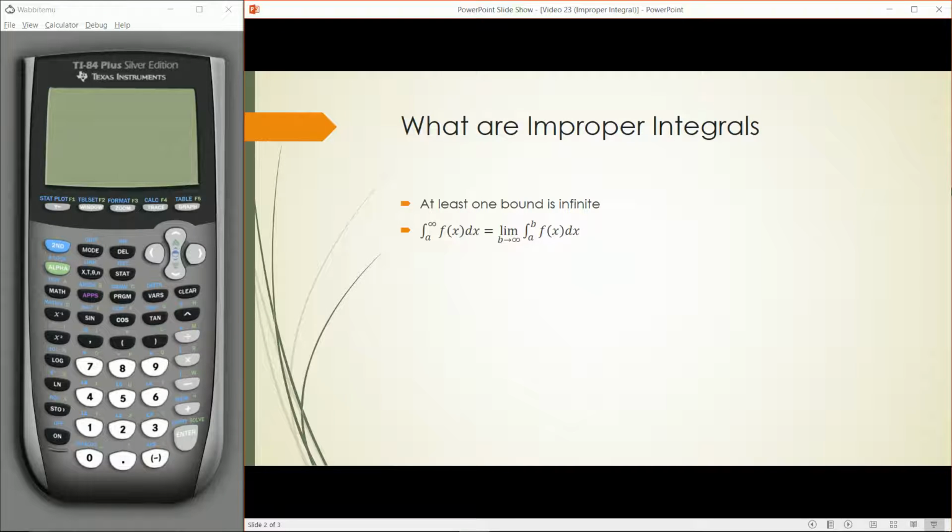So you're still doing the integral like normal, and you're still plugging in values, but then you're calculating a limit beyond that. So yeah, we use limits to find derivatives. Now we're finding them to find integrals. All right, so that's if one of your bounds is infinite.